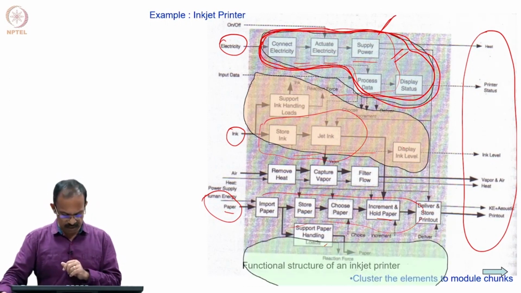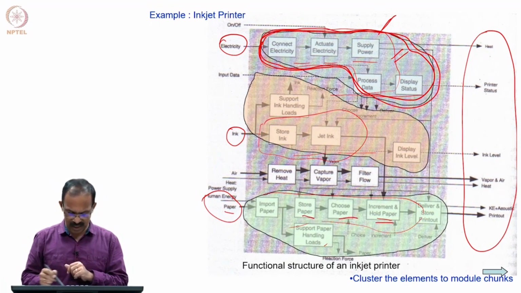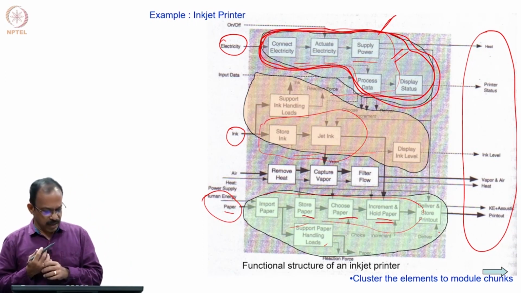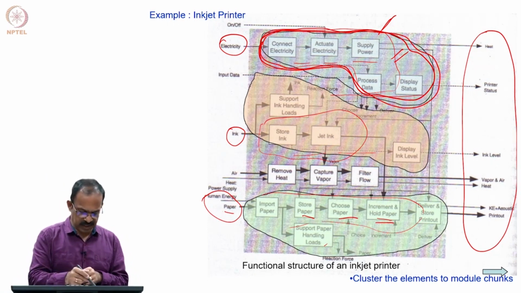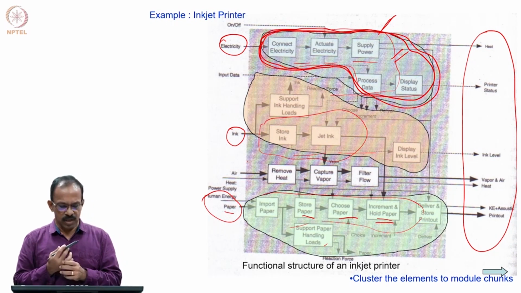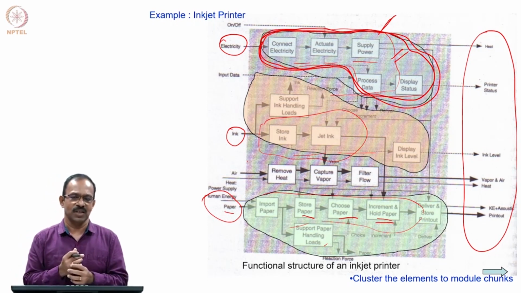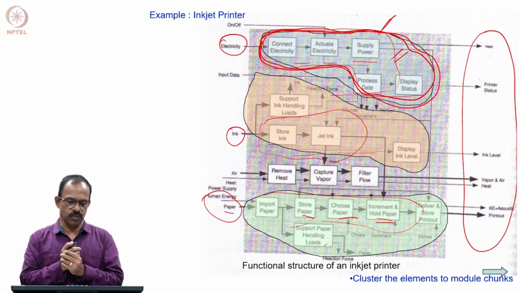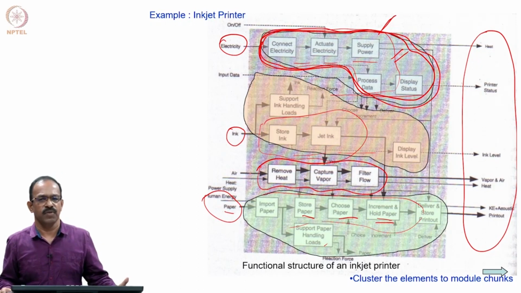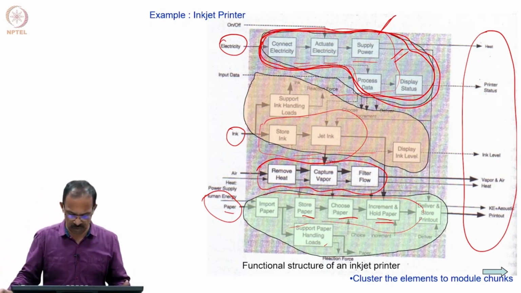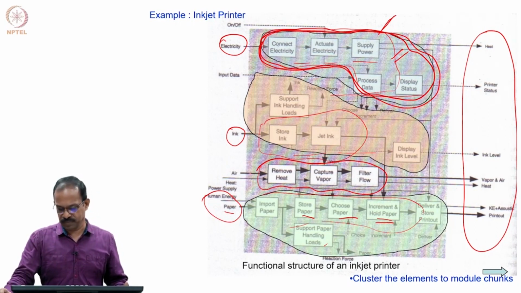And so, you will have another one as the paper module: import paper, store paper, choose paper, increment paper, etc. as another potential module. And we have another one like remove heat, capture vapor, filter flow, air intake and other things. That can either be made a separate module, or we can say it is part of the basic structure, so it need not be a module and can be integral with this one also. Anyway, this is another combined function which has common things among them. So, these are the potential modules that you can identify in this product.